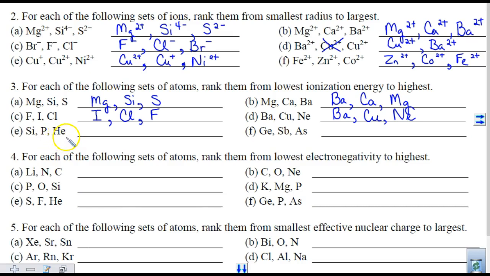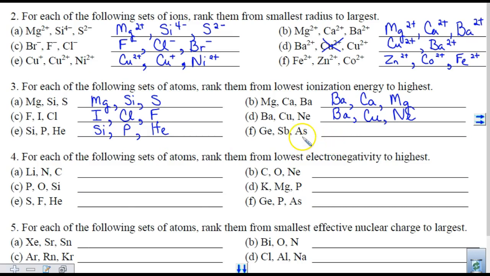Okay, so we established that the closer you are to the lower left-hand corner, the lower your ionization energy is going to be. Looking at our choices, silicon is the one that is farthest to the left, so it's going to be lowest. Phosphorus will be in the middle, and helium is going to be our highest ionization energy because it is located most towards the upper right-hand corner.